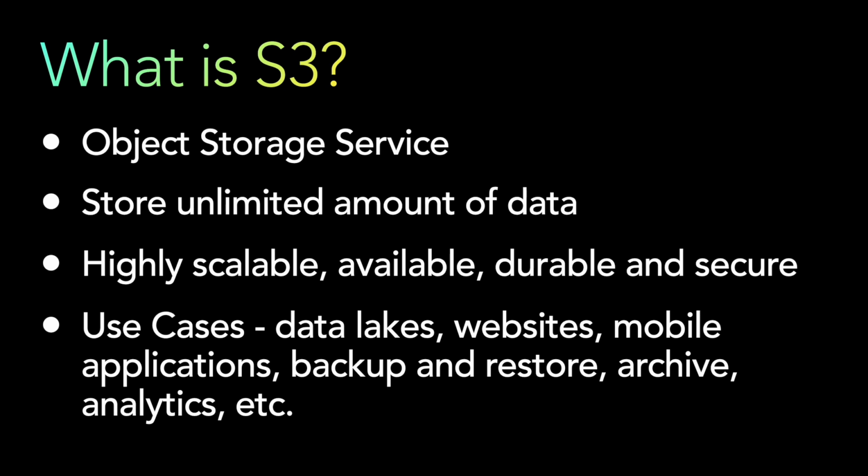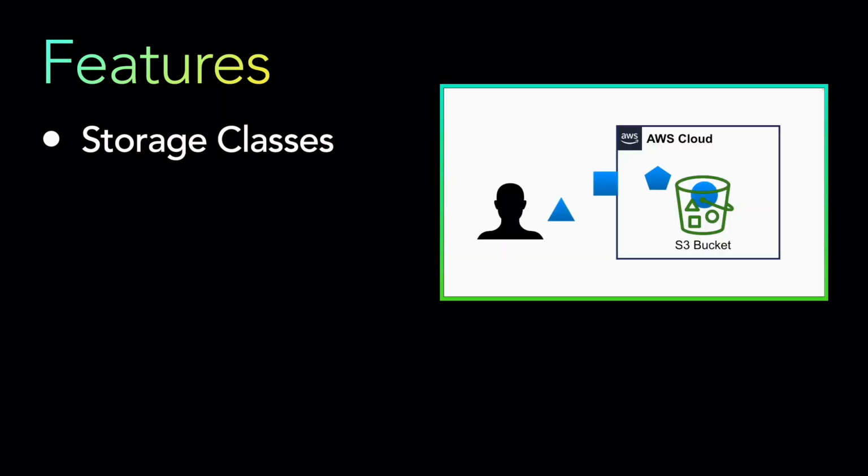So what are the features of Amazon S3? Amazon S3 offers various features for various use cases. For example, the first one is storage classes. There are different types of storage classes designed for different use cases. Say if you have mission-critical production data that you are frequently accessing, you can use the S3 Standard class. Or if you have archival use cases, you can use S3 Glacier. So there are various storage classes.